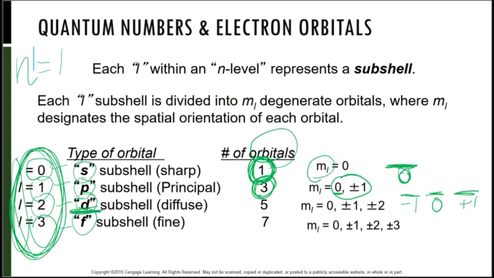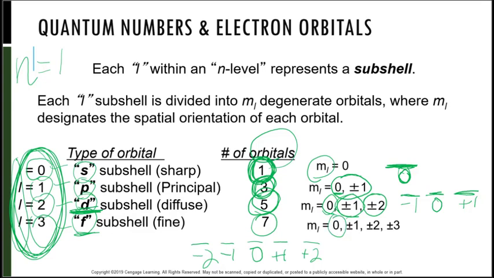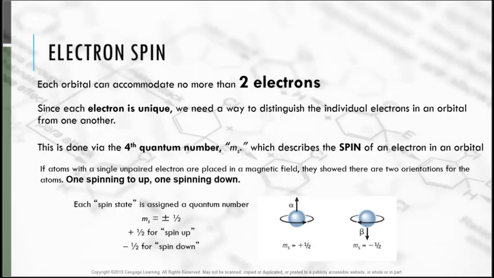For D, there were 5 orbitals, which can hold 10 electrons. 1, 2, 3, 4, 5. We give the middle one a 0, then +1, +2, -1, -2. And for F, which can hold 14 electrons, so 7 orbitals. 1, 2, 3, 4, 5, 6, 7. It would look like this. The middle one is 0, then +1, +2, +3, and to the left is -1, -2, -3. Like I said, each orbital can accommodate no more than 2 electrons.